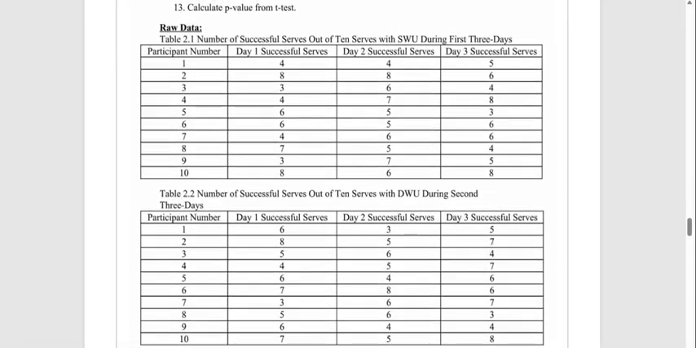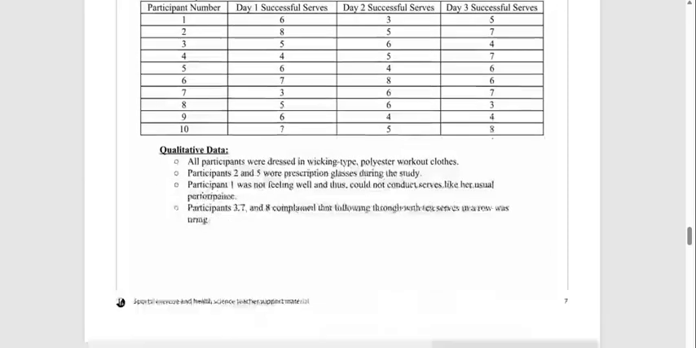All right, then you will have a raw data section. This is literally just all of the data you've collected without doing any calculations. So we're not calculating means or anything like that yet, just presenting the data. Notice how it's nice and organized, participant number with each day, so the trials and how many successful serves out of 10 were made. So very clear heading, clear labels within the table.